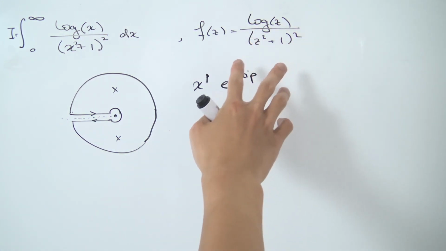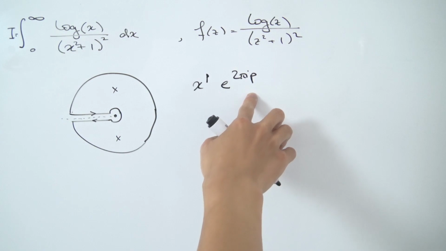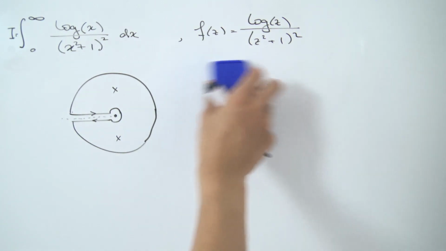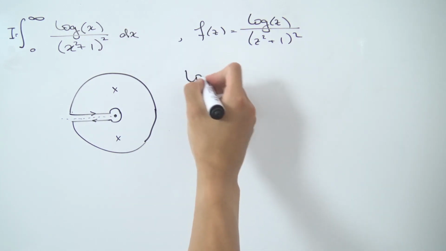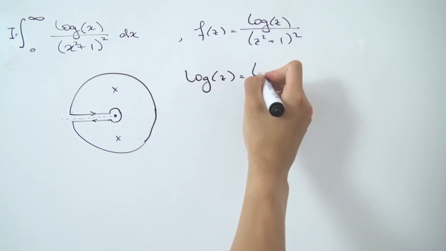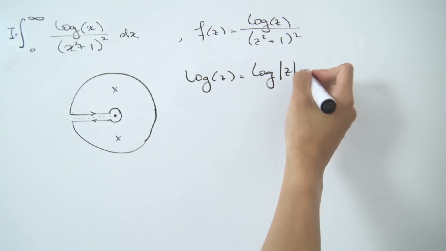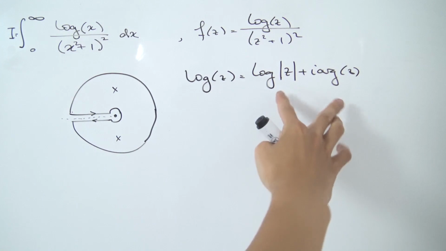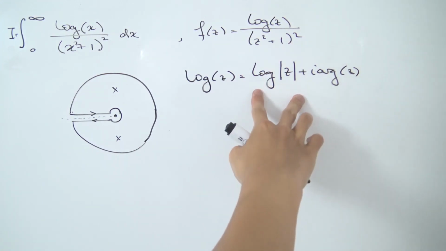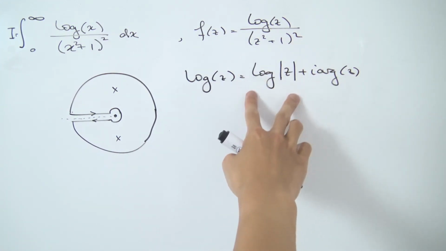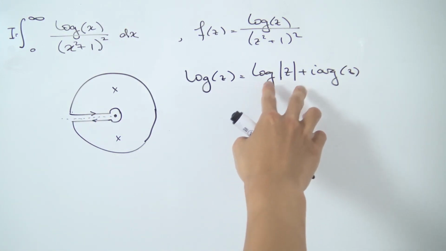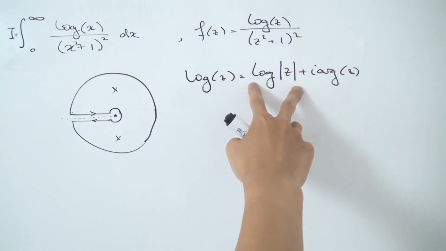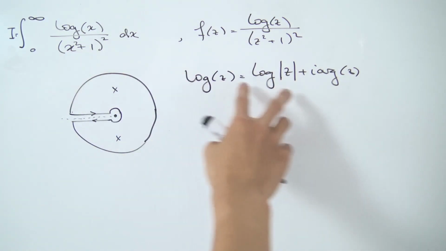However, with the logarithm, you don't get this e to the 2 pi i factor out the front. The reason is, if you take a look at the complex logarithm, log of z is equal to log of the absolute value of z, plus i times the argument of z. Now, this is the definition. It's really quite unfortunate in this case, because log of the absolute value of z is essentially what's going to recover our original integral.